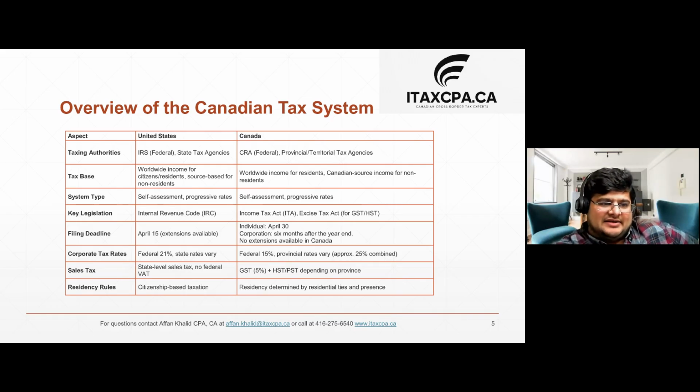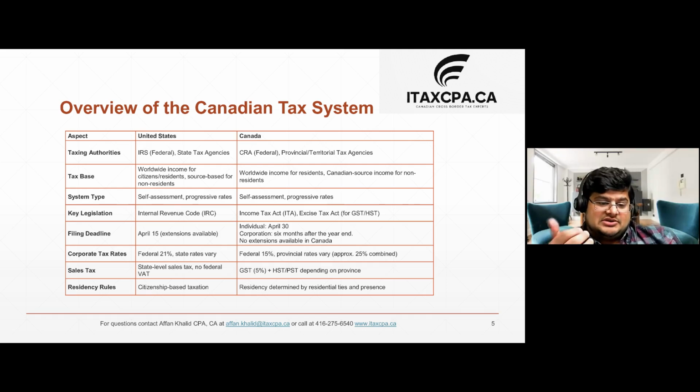In terms of filing deadlines, and this is very important, by the way. I get a lot of US clients who will say, hey Afan, can we file for an extension? Well, guess what, in Canada we don't have extensions. I wish we had extensions, but no.